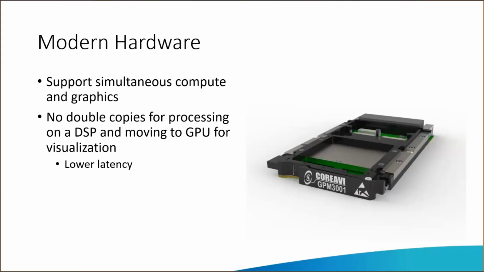data there. So now we have to do a gigabyte or more of copying to move the data from the DSP to an area that's accessible by the GPU, that the GPU is able to operate on efficiently. So when we have support for simultaneous graphics and compute, the GPU can do the computation directly in its own memory and then visualize based on that computation, eliminating this kind of double copy and allowing a lower latency since we're not adding time to actually copy the data.